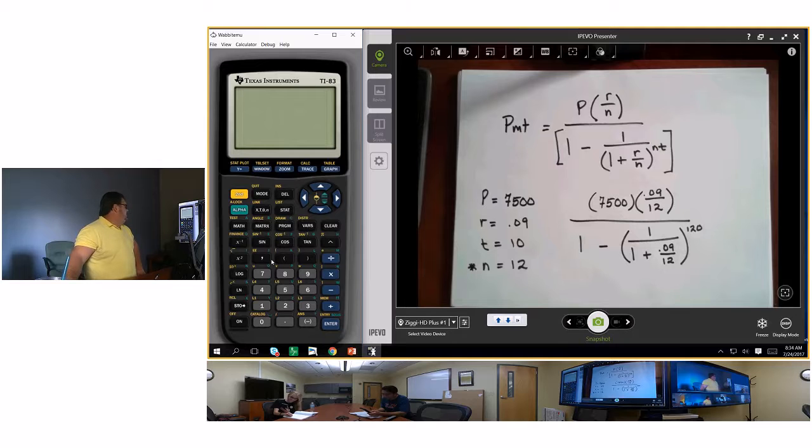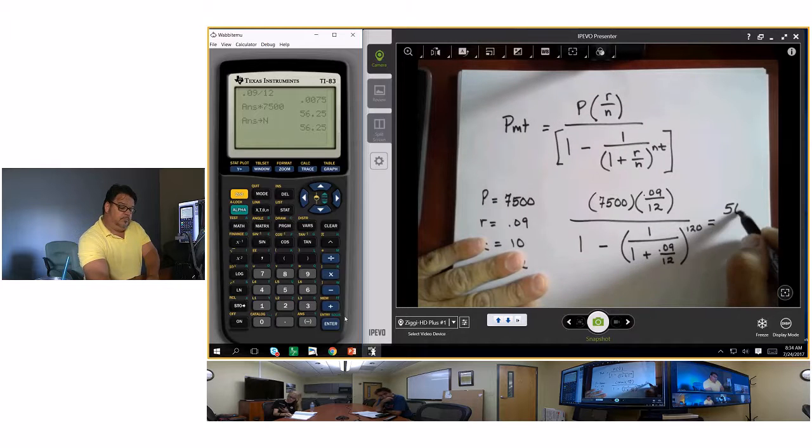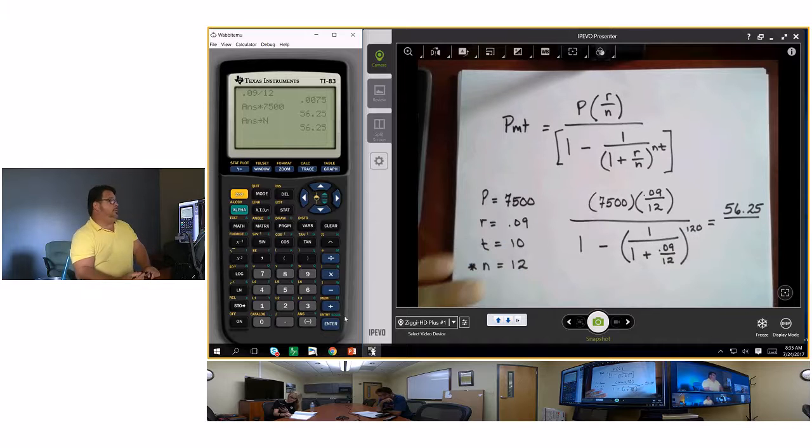All right, so here we go. 0.09 divided by 12 equals, times 7,500. And that's equal to your numerator. So I'm going to store it in alpha N for numerator. Enter. And that's 56.25. All right, I did the numerator for you. Y'all do the denominator.